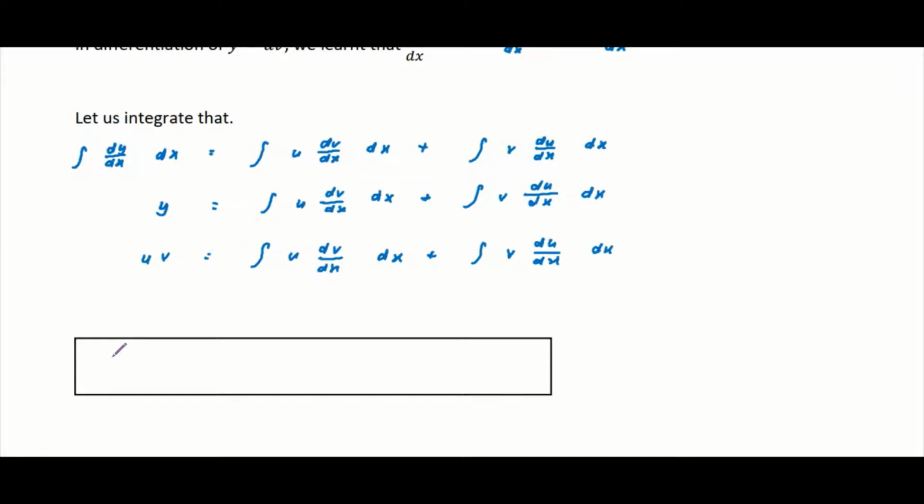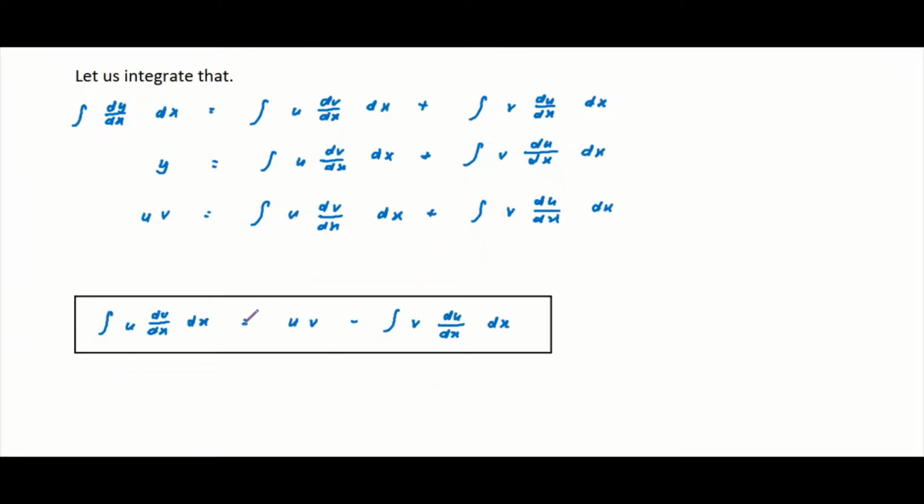So what do we get? We get the integration for u dv/dx with respect to x will be equal to uv minus the integral of v du/dx dx. Meaning that I'm moving this into the front part, then I rearrange the whole thing. All right, so this is the formula for integration by parts.